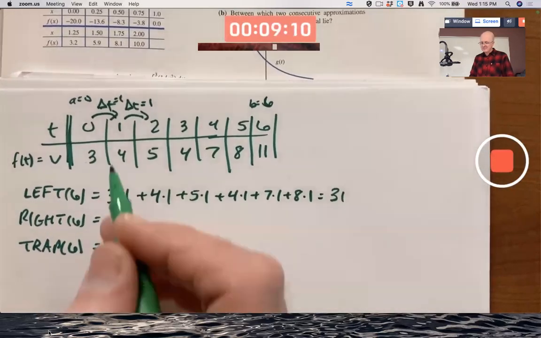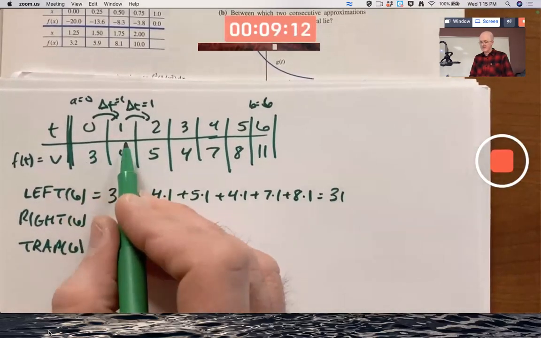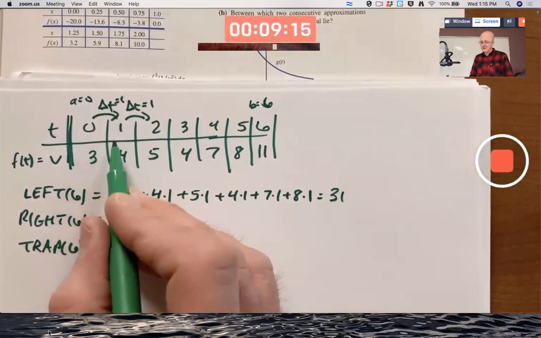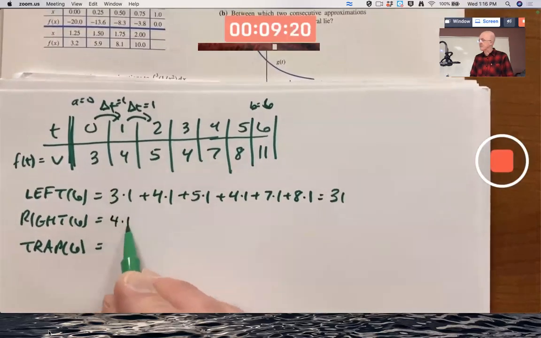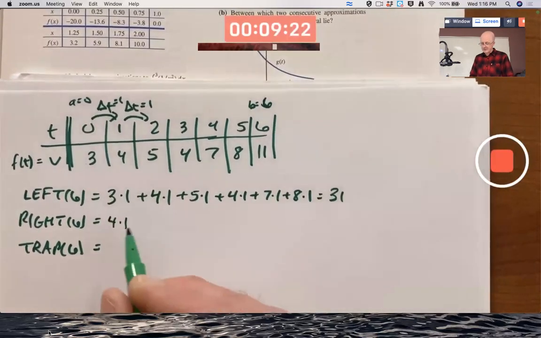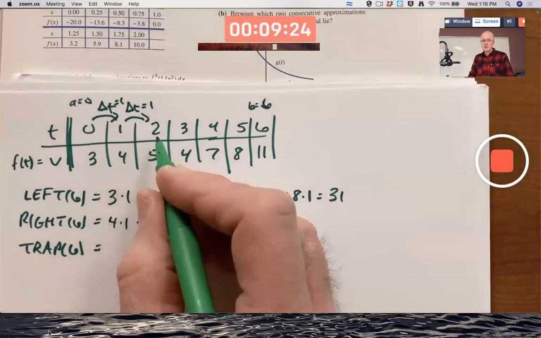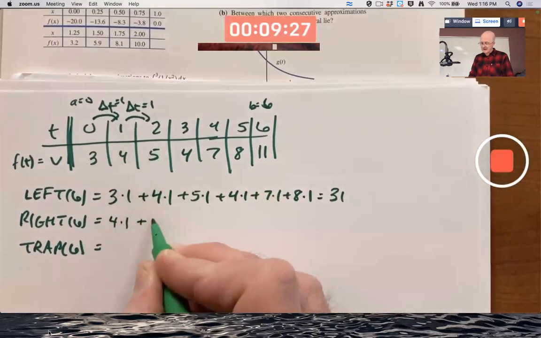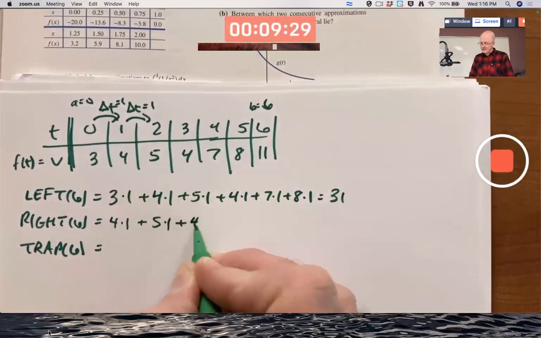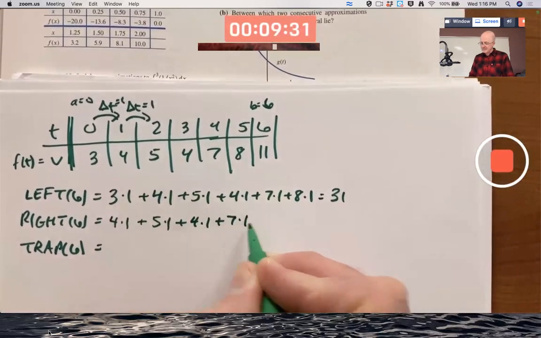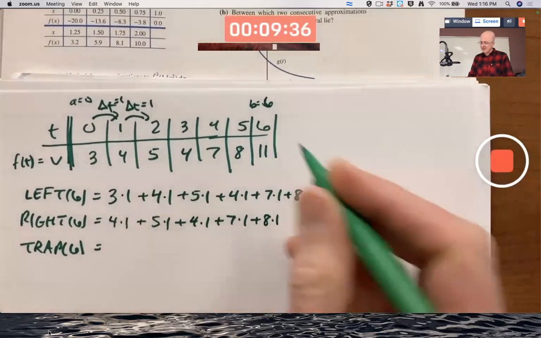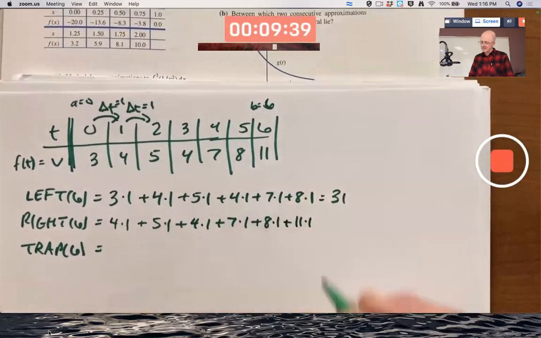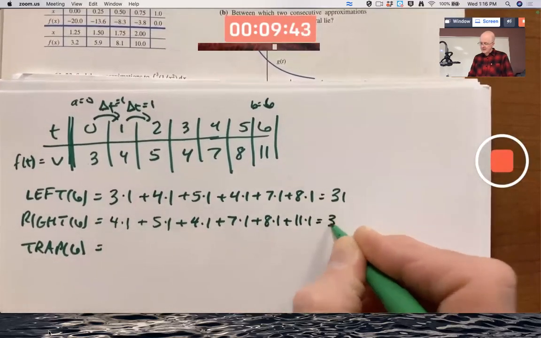For the right-hand sum, for each interval, you take the right endpoint. So the first interval again here is 0 to 1. The right endpoint is 1. Function value is 4. 4 times 1 is the first term. That's the area of the first rectangle. For the second interval, the right endpoint is 2. Function value is 5. Take 5 times 1. In fact, pretty quickly you see you get the exact same numbers except for the very first one that we got before, except we also add on the last one, 11 times 1. And that's going to give you 39.